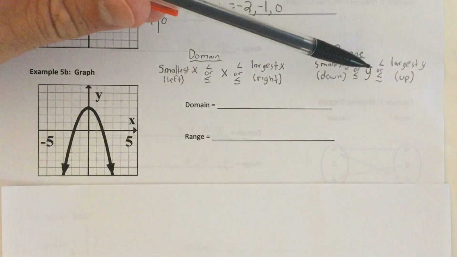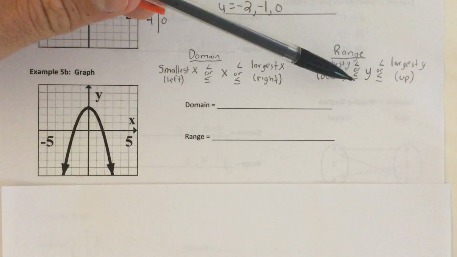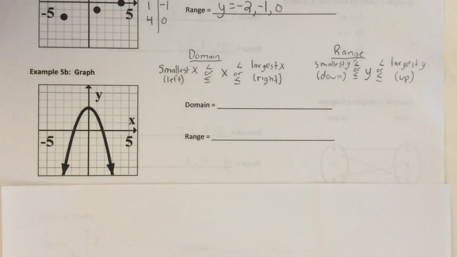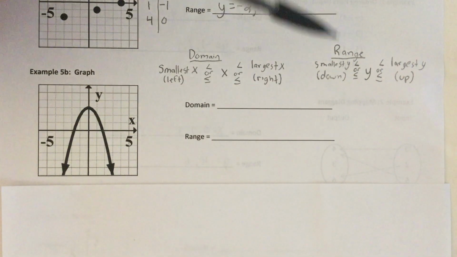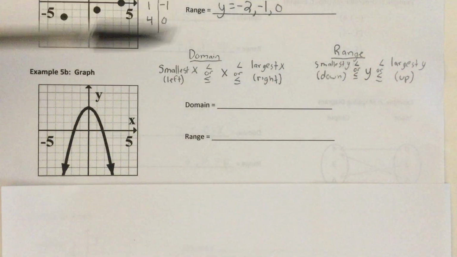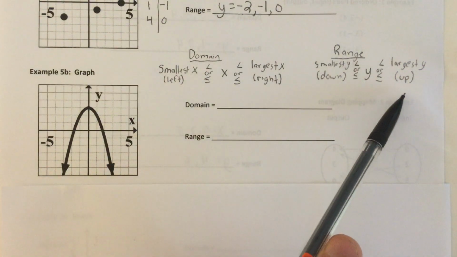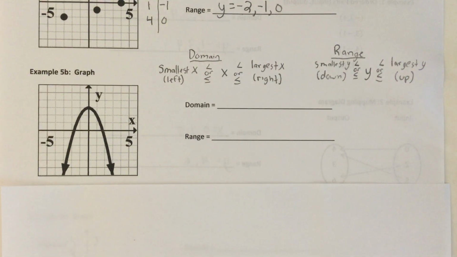Similar with the range, now you're talking about y values. You're always going to have less than symbols on either side of that y. It could be less than or equals to. And then you want your smallest y to come first, because your smallest number always comes first in these inequalities. So that's the smallest y's are how far down the graph goes. And then your largest y is going to go right here, which is how far up the graph goes.